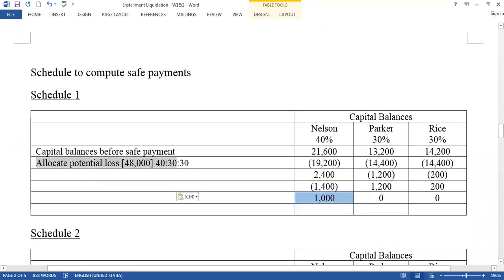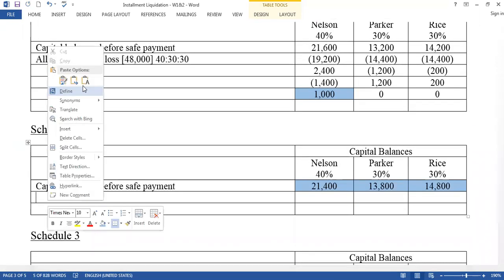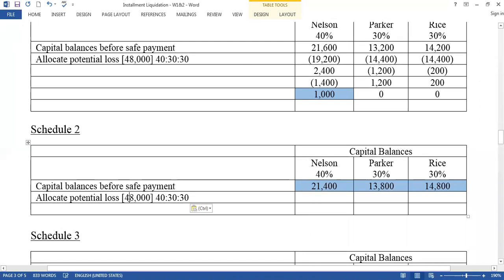So we are going to allocate our potential loss, and potential loss is $38,000. It is 4, 3, 3. Now, the amount is 15,200. Then the amount is 11,400. Okay, 11,400 and 11,400.